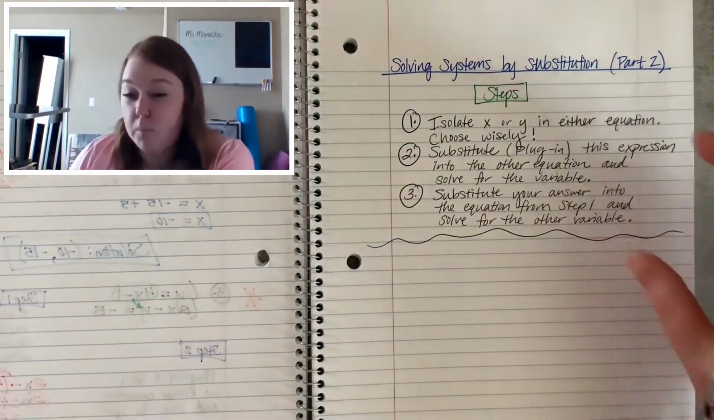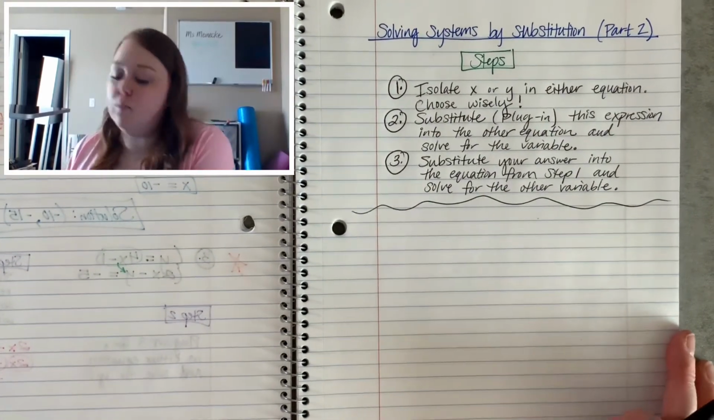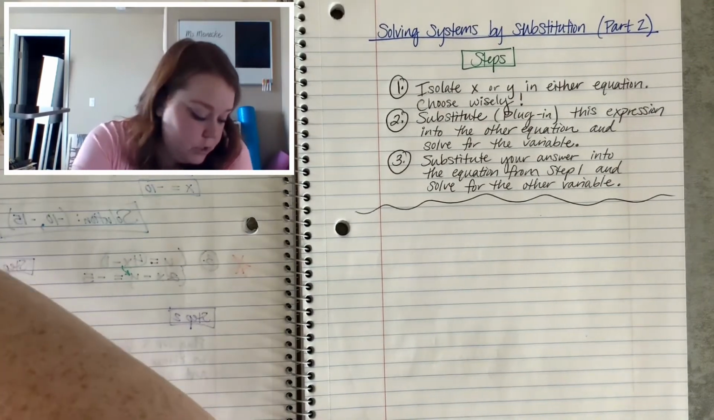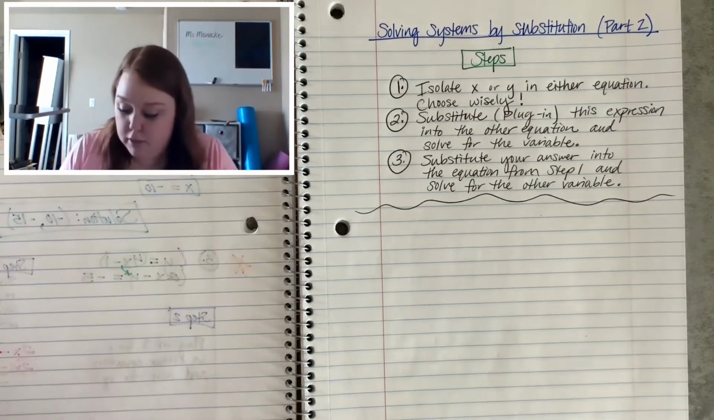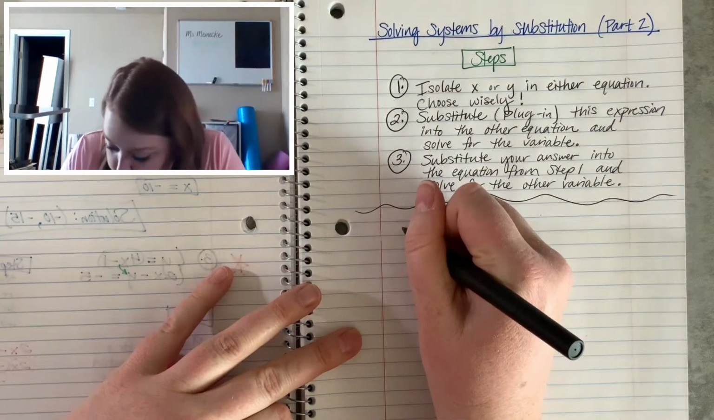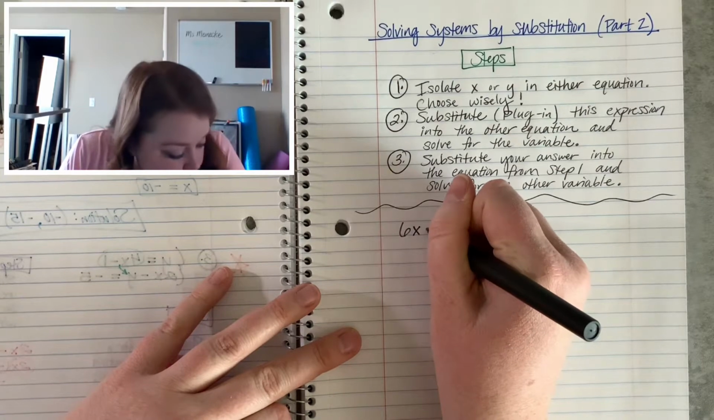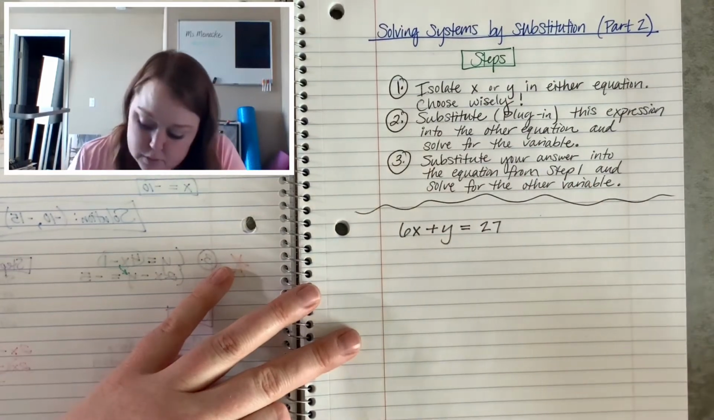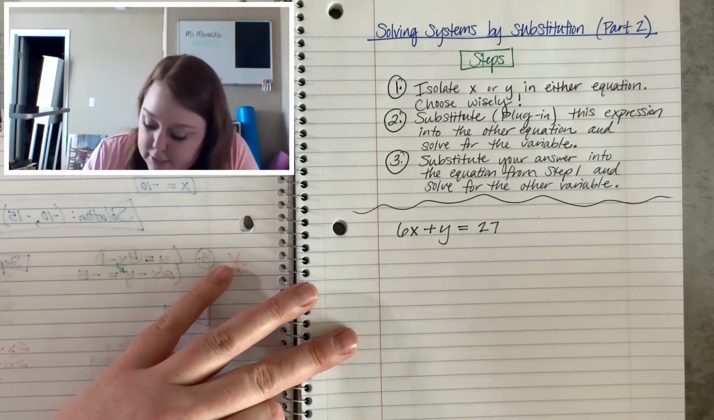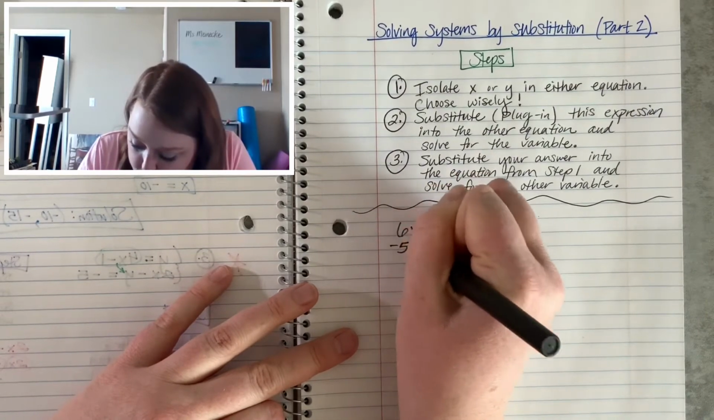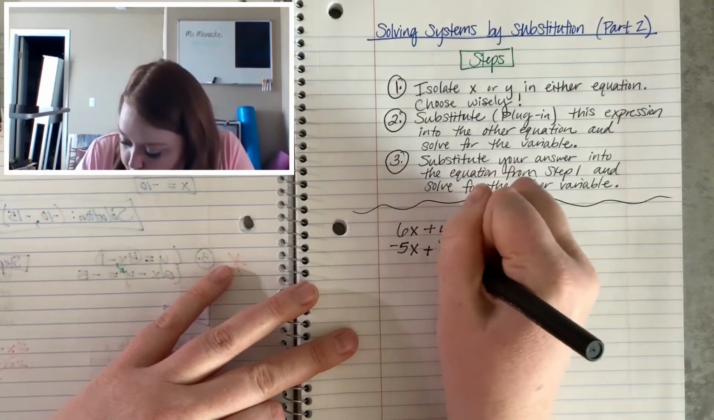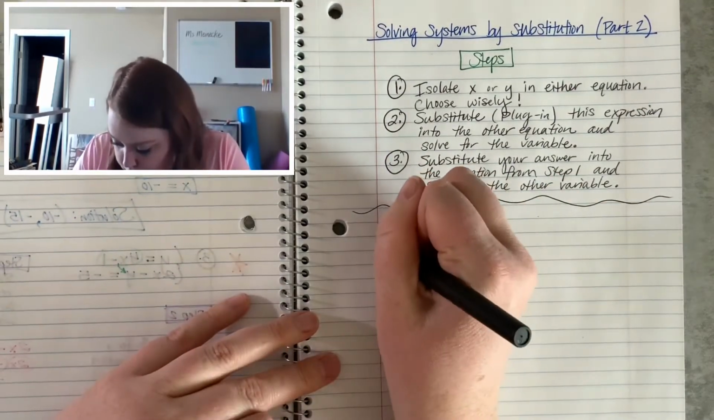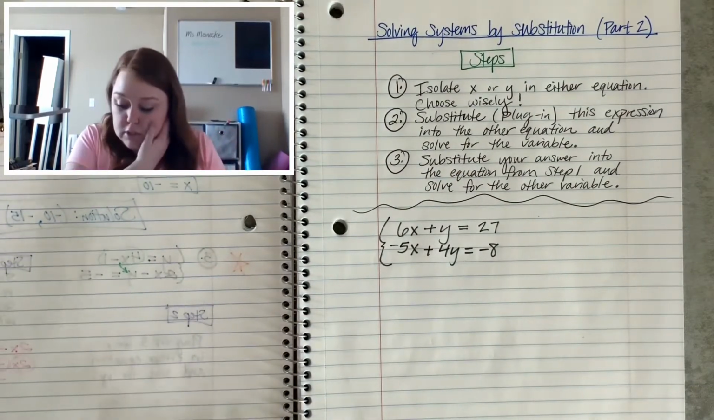Okay, this is what we did last class. It's just we're going to have more difficult problems coming your way. Okay, so here we go. Here's your first example. First equation in the system, 6x plus y equals 27. Second equation, negative 5x plus 4y equals negative 8. Okay, so that's your system.